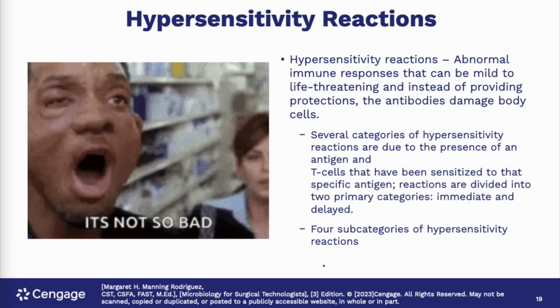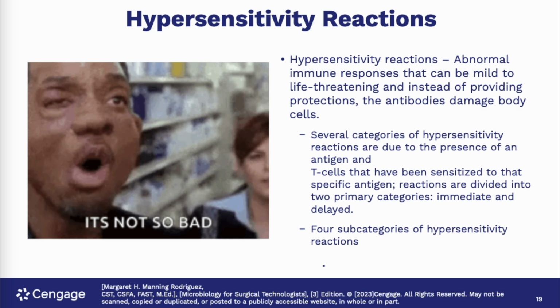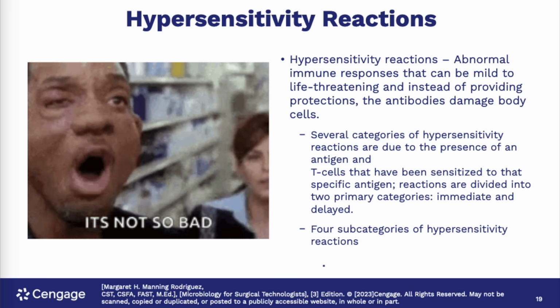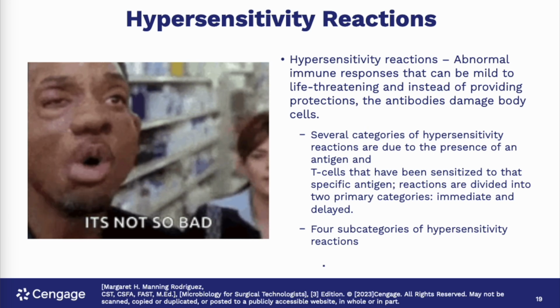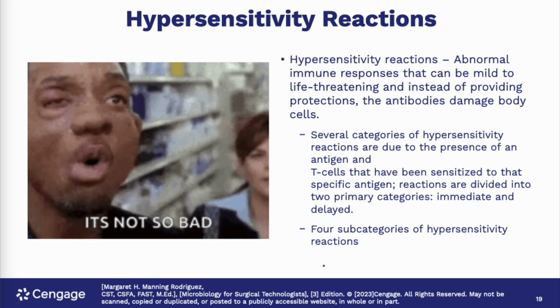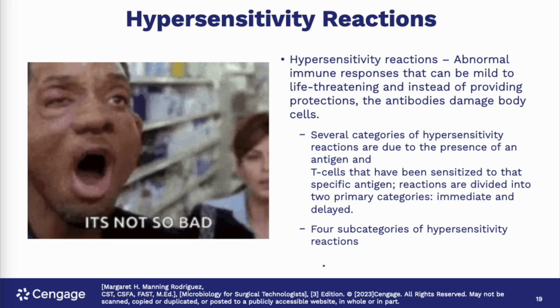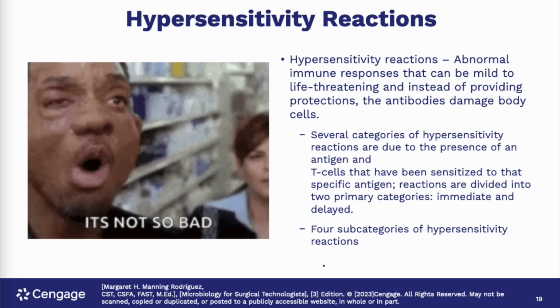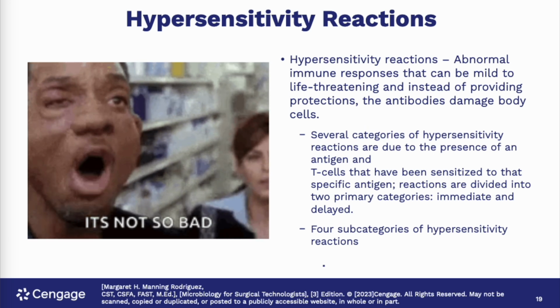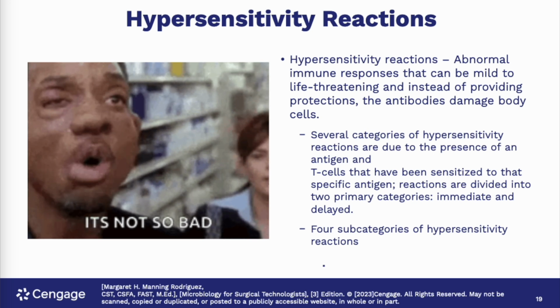And then you have delayed reaction. This happens after 24 hours or more, usually involving T cells. There are 4 categories of hypersensitivity reaction that you really want to make sure you understand. Type 1, immediate or IgE mediated. This is the most dangerous type and can cause life-threatening reactions such as anaphylaxis.